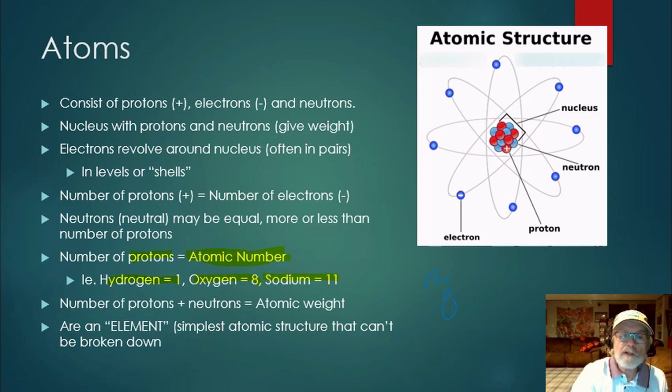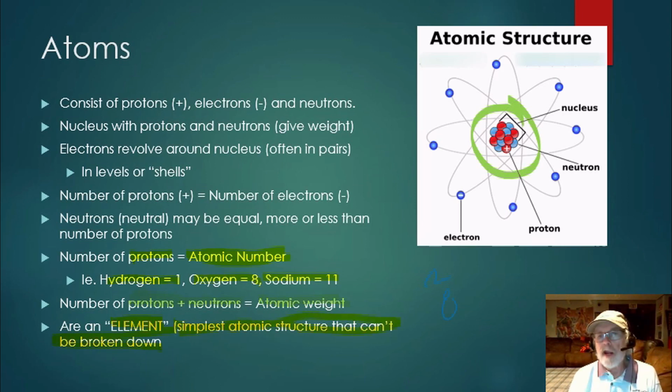The second definition I have is what's called the atomic weight. The atomic weight is basically the number of protons plus the number of neutrons, the things that give weight. Electrons are so small they don't give much weight at all, but protons and neutrons are large and they do give weight. Okay, so the number of protons plus the number of neutrons in the nucleus would be what we call the atomic weight. These are also called elements. If I look at this, all these are called elements. An element is the simplest atomic structure that can't be broken down any further. Okay, and that's what we call an element.